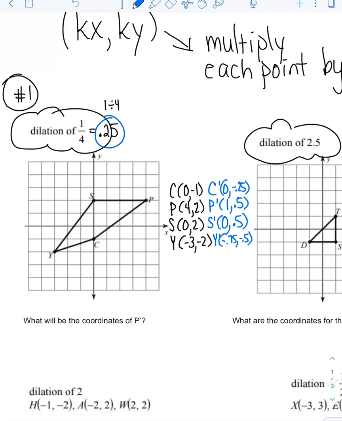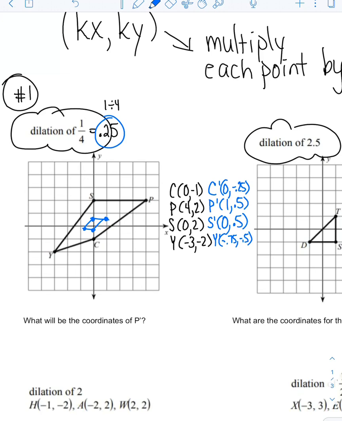Okay, and I'm only going to graph this one so you can see what it looks like. I just wanted to work through this one so you could see what this would look like if you did it on a graph. So 0, -0.25 is here. 1, up a half is here. 0, up 0.5 is here. And 0.75, down 0.75 is going to be here. So you can see that I shrunk that picture.